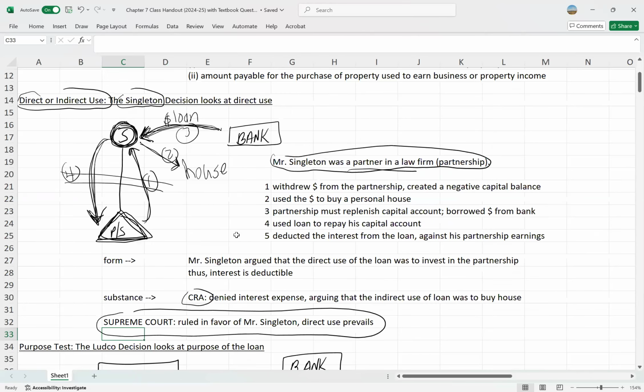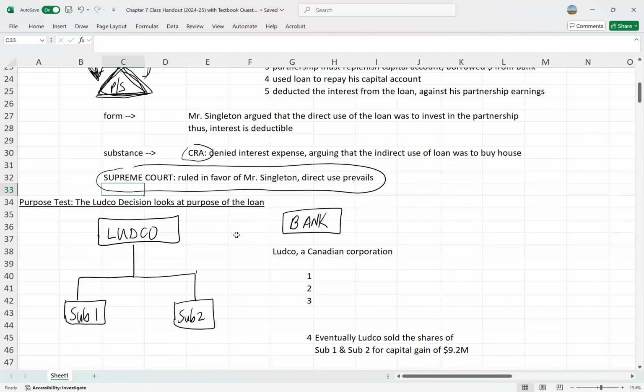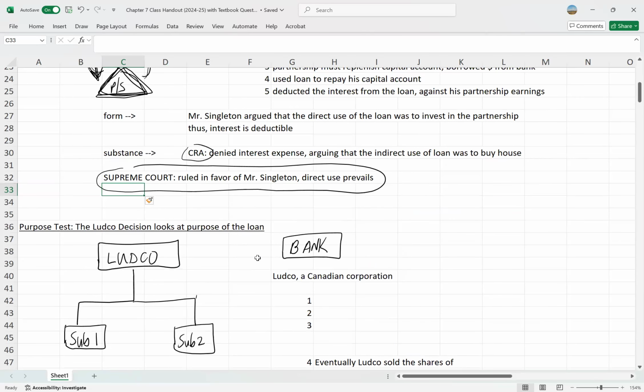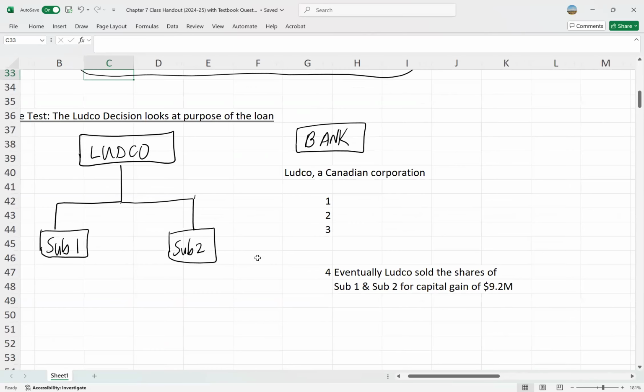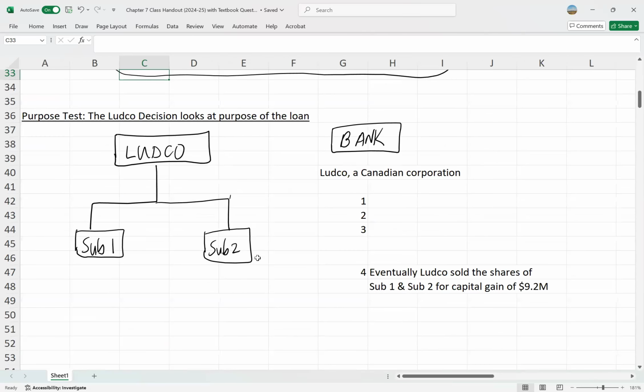Now, the next court case deals with a Canadian company called Lutco. And this looks again at the purpose of the loan, and also at the income that was generated from the loan. So let's look at this diagram here.